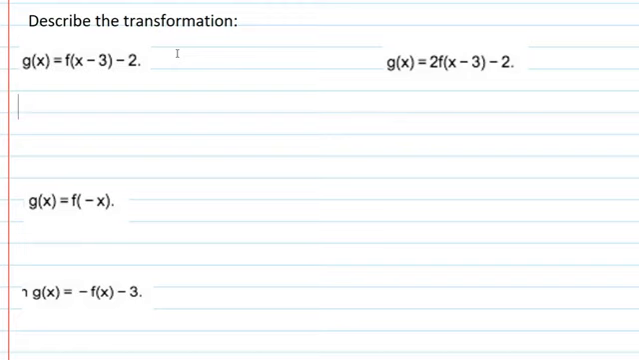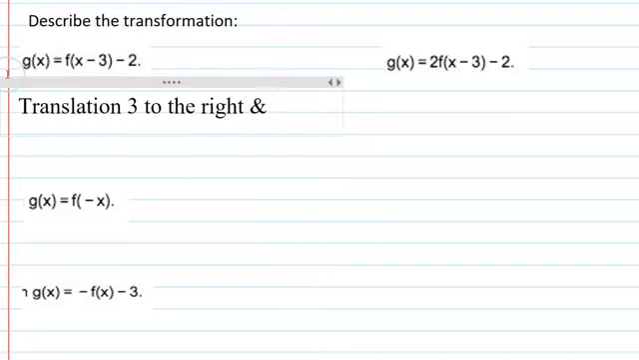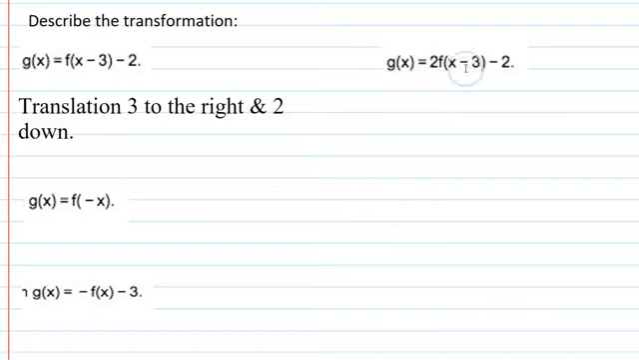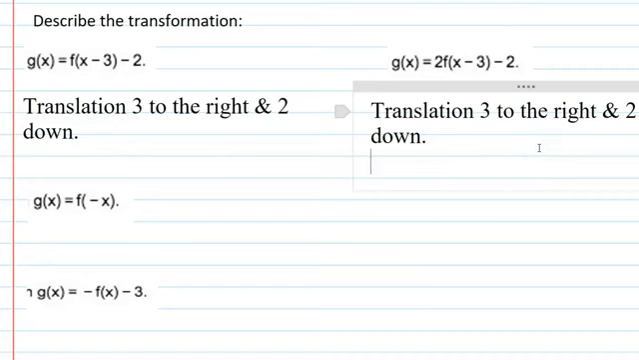The first one says g of x, which is our new function, is equal to the old function f of x, but there's a minus 3 on the inside and a negative 2 on the outside. So they are asking us to describe what the transformation is. Well, for this one, we're moving 3 to the right and 2 down. So look at the one on the right. We have a 2 in the front, and then a negative 3 and a negative 2. So we're going to have the same translation, but we're also going to have a vertical stretch of 2.